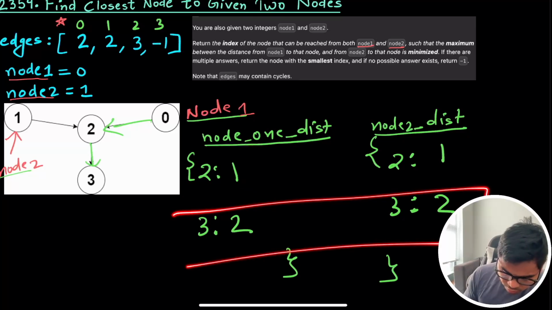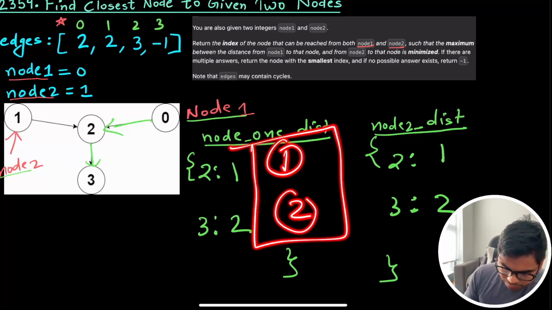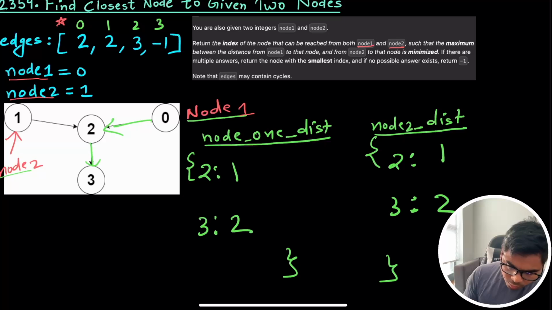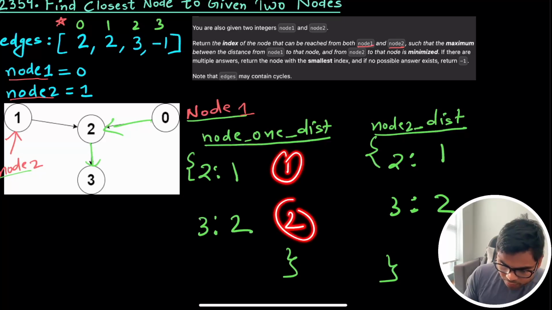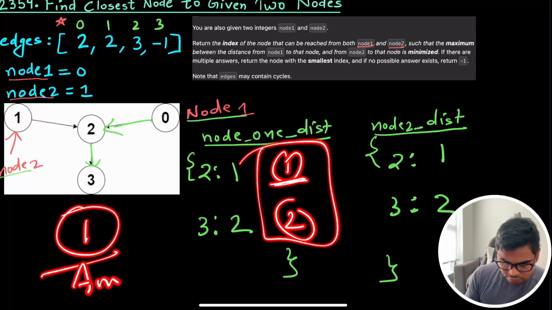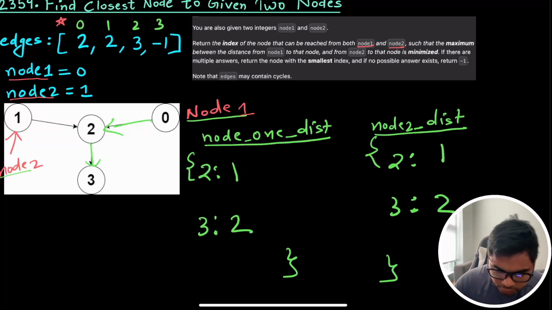What about the next node? 3 is also reachable, but that distance is 2. So here the maximum is 2, because both values are the same. But what is the minimum between 1 and 2? That is 1. That is what we return. The 1 will be the answer for this problem. That is exactly what we will be doing. We have decoded what they've asked.